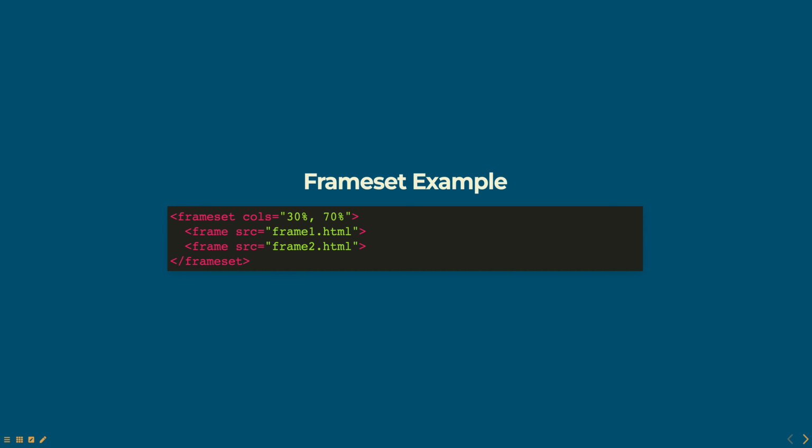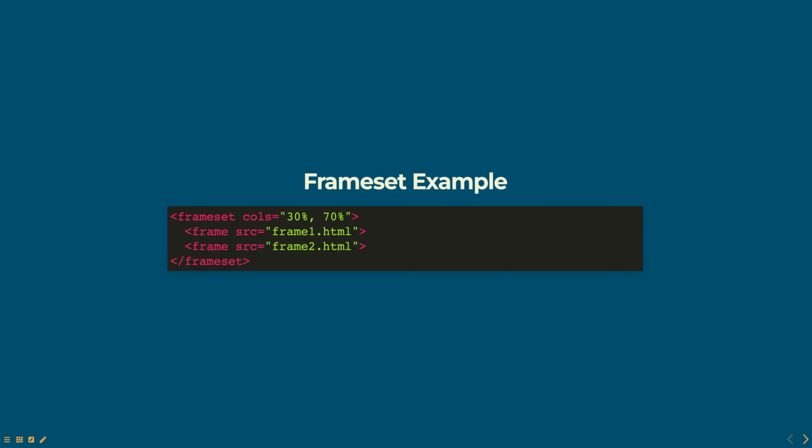Here is an example of how to create a simple frameset with two frames. This code will create a frameset with two columns. The first frame will display the content of the frame1.html file, and the second frame will display the content of the frame2.html file. The sizes of the columns are set to 30% and 70% respectively.